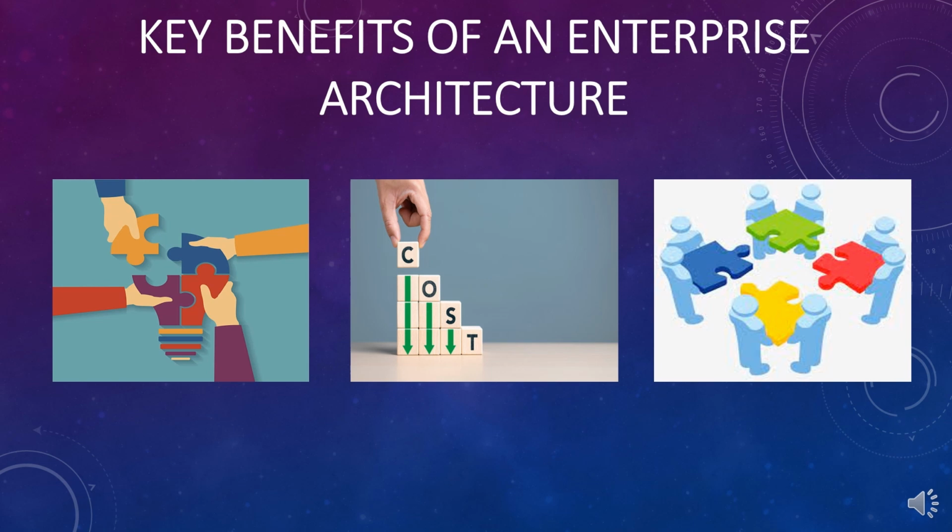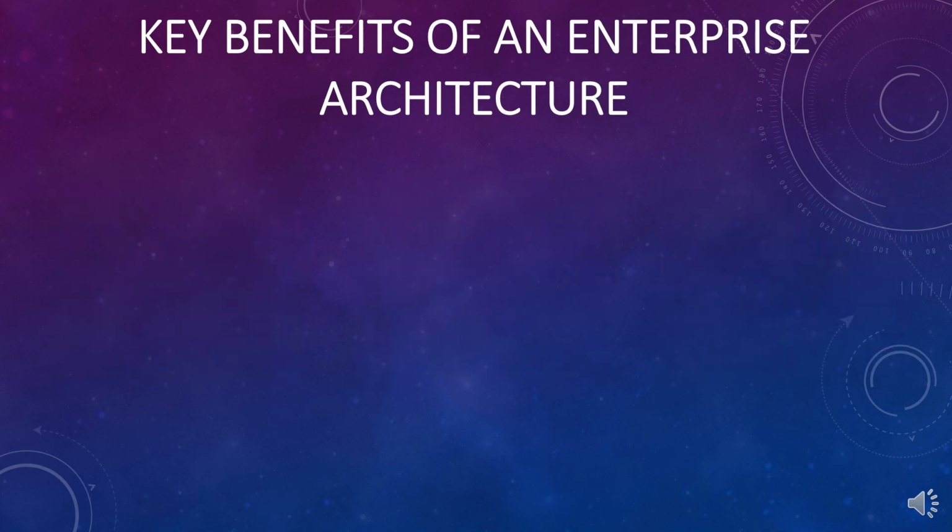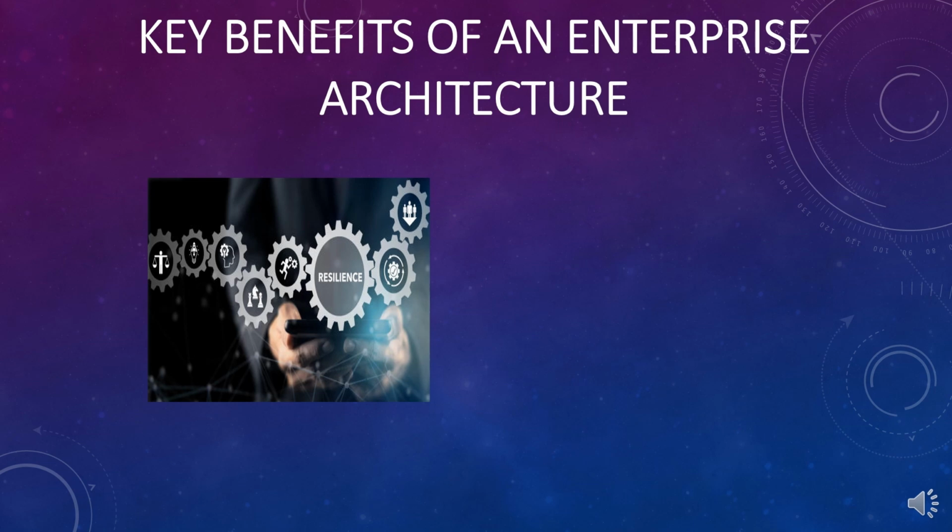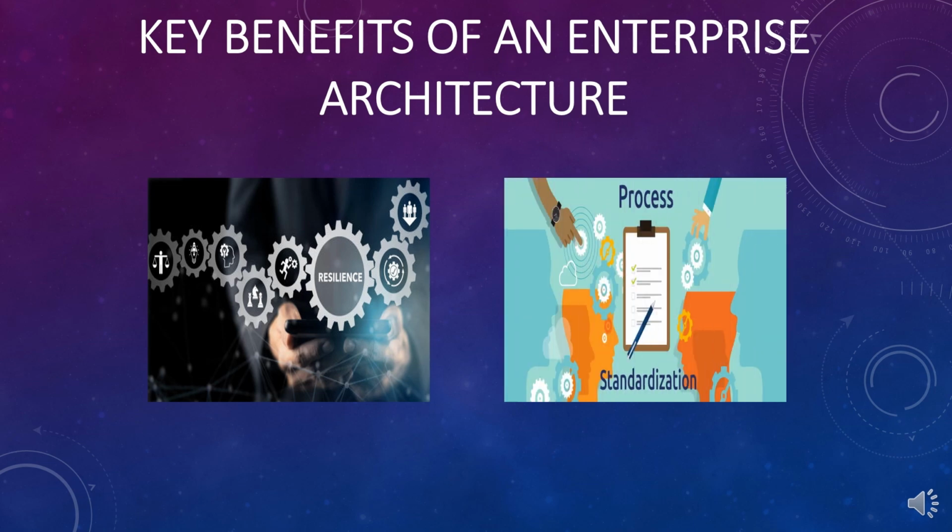This is a very important line. It aligns business requirements and goals with IT strategies to create a holistic view of the organization's functions and operations. Two other major benefits: EA helps build organizational resilience through risk management, business continuity, flexibility, efficiency, and compliance. And finally, we come to process standardization. It guarantees that business operations are consistent and streamlined across departments, resulting in fewer errors and less operational inefficiency.